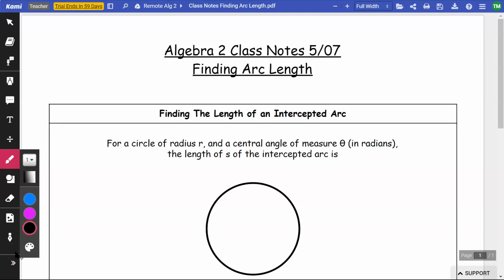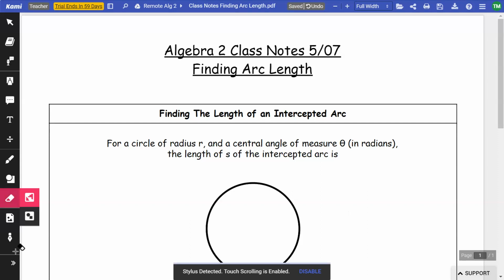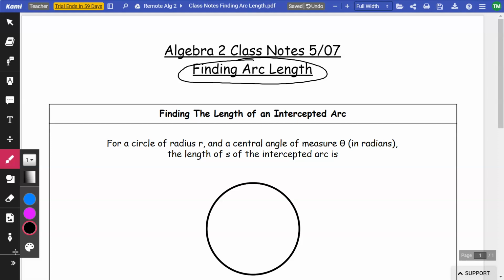So far this week, we've been discussing angle measure within the unit circle in terms of radians and degrees. And so now we want to talk about the measure of the arc length of the circle in terms of radians. Today we're going to be focused on finding arc length.